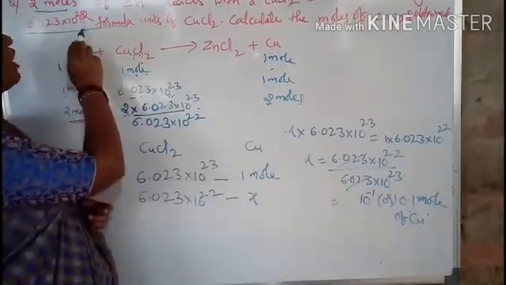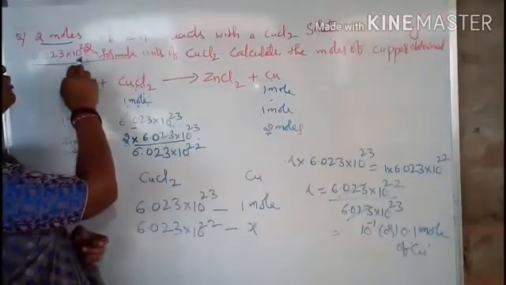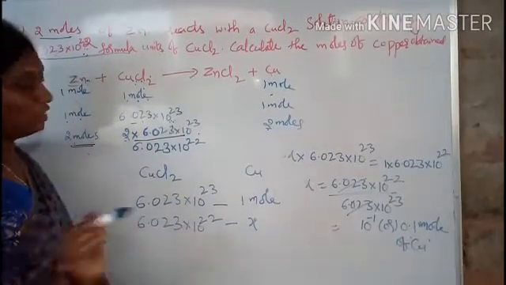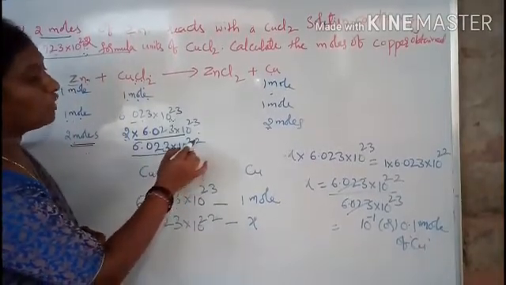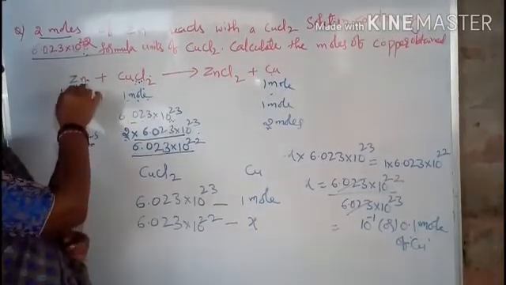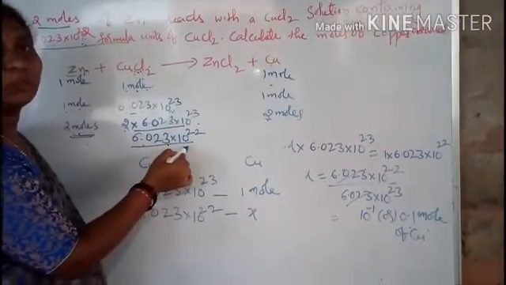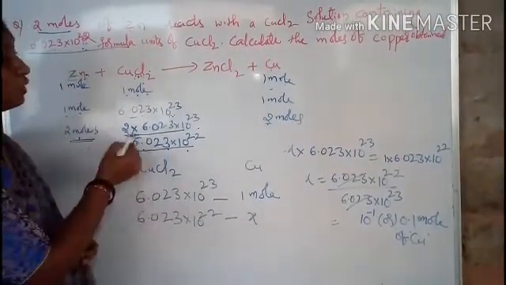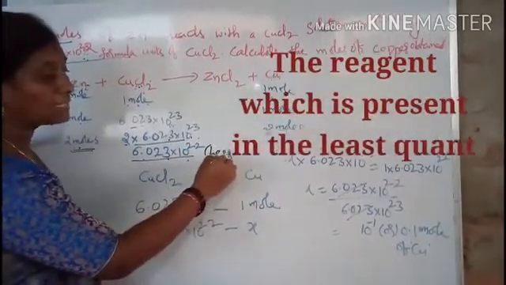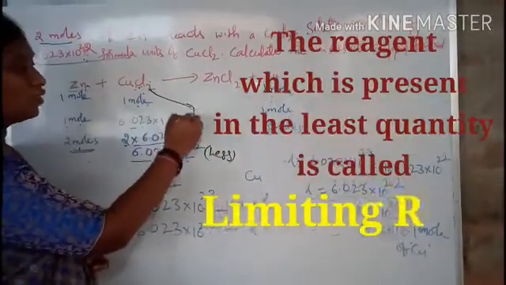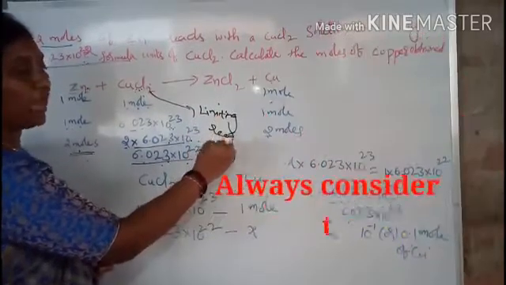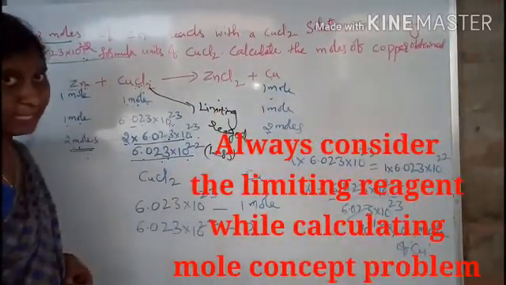But in the question, how many formula units of CuCl2 are present? 6.023 into 10 to the power 22 units. That means 6.023 into 10 to the power 22 molecules of copper chloride are available. Even though 2 moles of zinc is present, only 6.023 into 10 to the power 22 molecules are available, not 2 into 6.023 into 10 to the power 23. So this is present in the least quantity. So now copper chloride is called the limiting reagent. We have to consider the limiting reagent in order to calculate the problem.